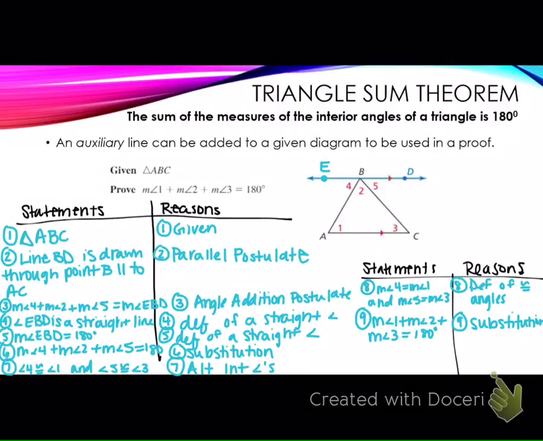We can't substitute until we have them switch from congruence to equals, so that's why we used the definition of congruence, or definition of congruent angles. And then we said, well, if 4 is the same thing as 1, we can replace the 4 with 1 here. And if 3 is the same thing as 5, we can replace the 5 with 3 here, getting us to that adding to 180.